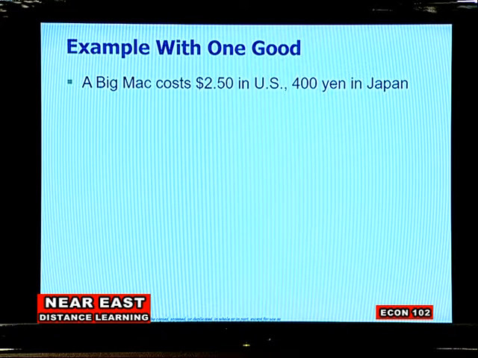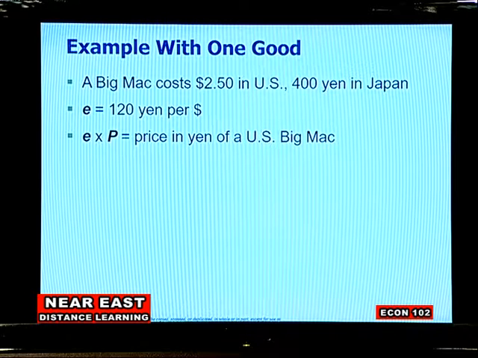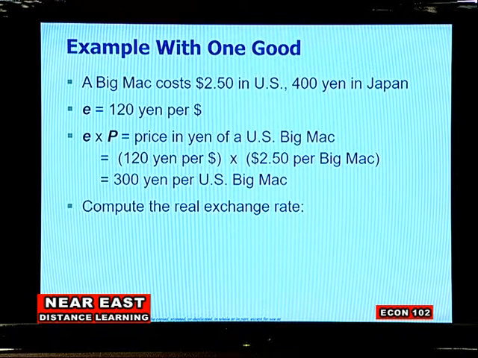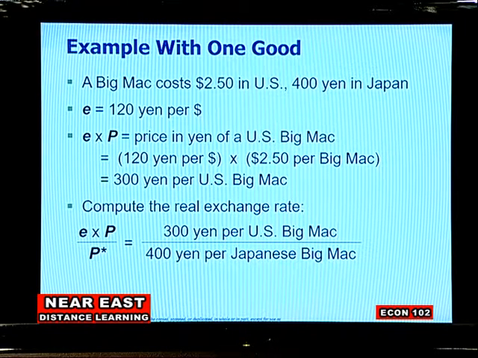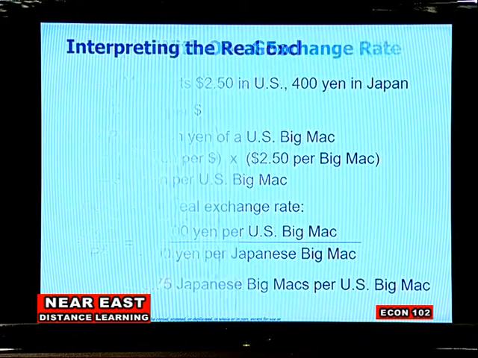So for instance, a Big Mac costs 2.50 US dollars, and 400 yen in Japan. The exchange rate is 120 yen per dollar. Then E times P is equal to 120 yen times 2.50, which gives 300 yen per US Big Mac. To compute the real exchange rate, we divide 300 yen per US Big Mac by 400 yen per Japanese Big Mac. Then that gives 0.75 Japanese Big Mac per US Big Mac.